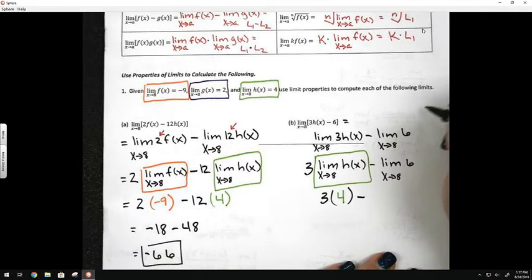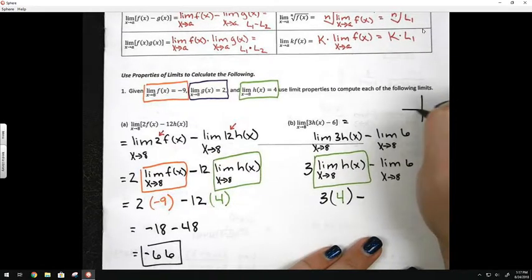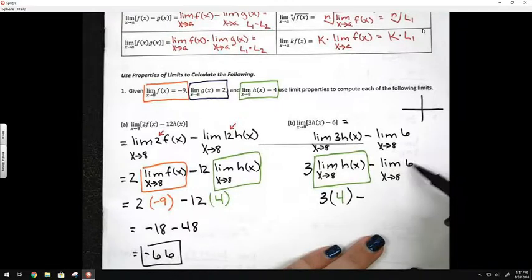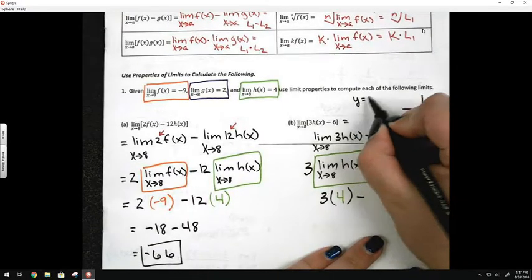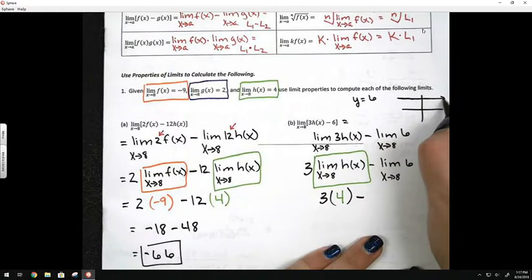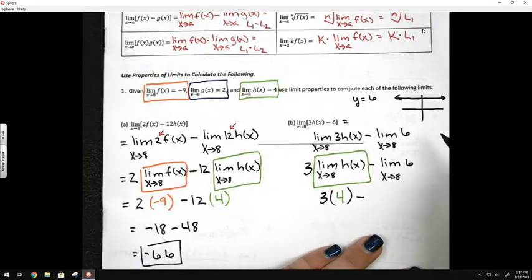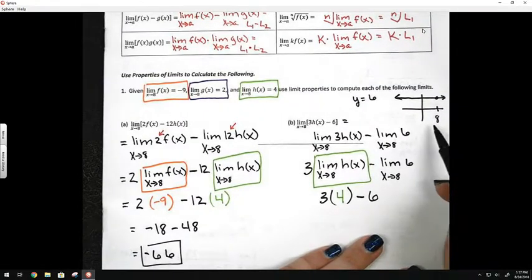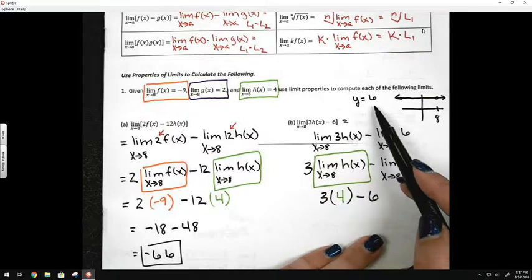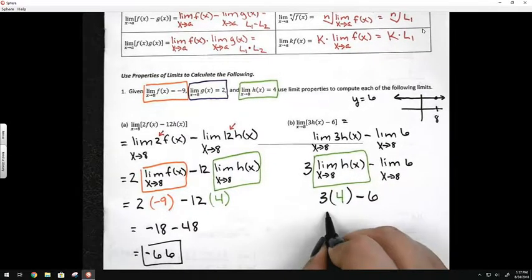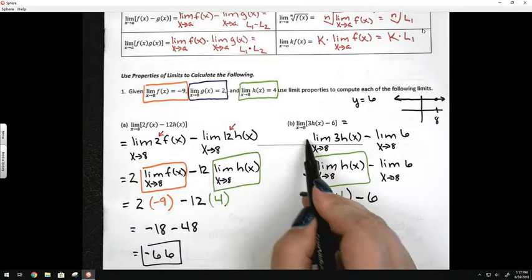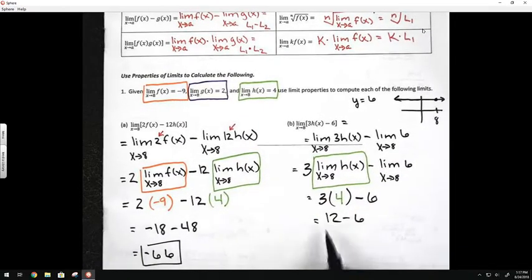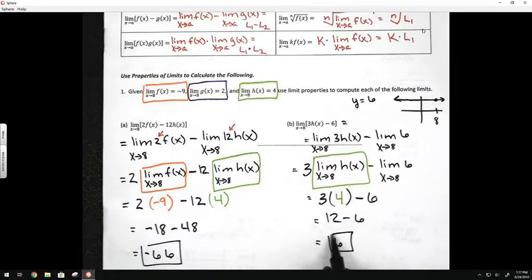So what I want you guys to think about is maybe up here at the top, let's remind ourselves that 6, if I've got y equals 6, that's just a horizontal line at 6, which means if I'm at x equals 8, my limit has to be 6. All right, anytime you've got this constant function, then the limit is actually just the constant. Okay? So here we've got 12 minus 6. And so our limit is 6.